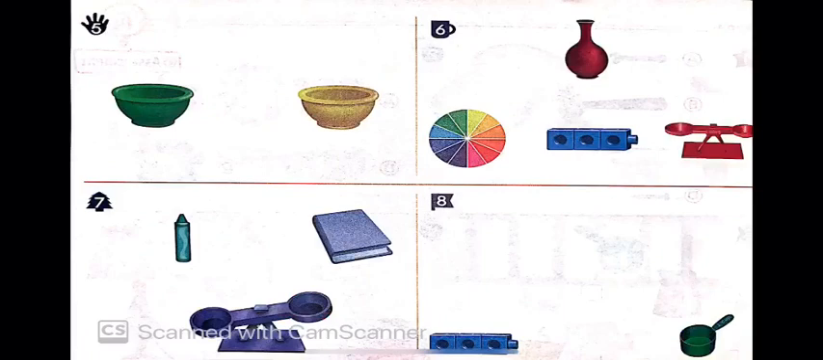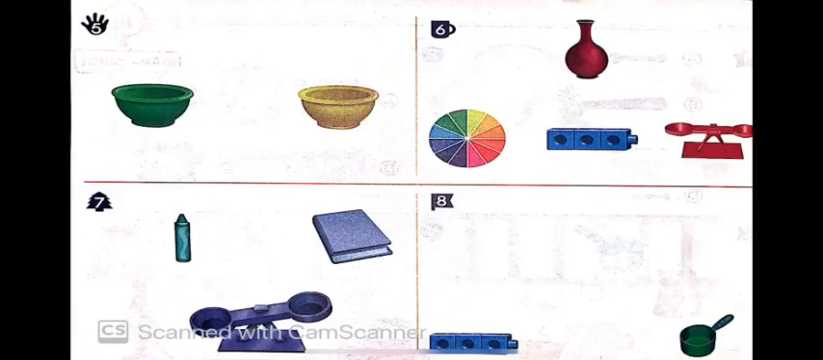Number six, look at the object and identify the attributes that can be measured. So I will check which attributes I can use to measure this object, then draw a circle around the tool that could be used to tell about those attributes and mark an X on the tool that could not. So I will circle the objects that I can use and mark an X on the object that I cannot use.